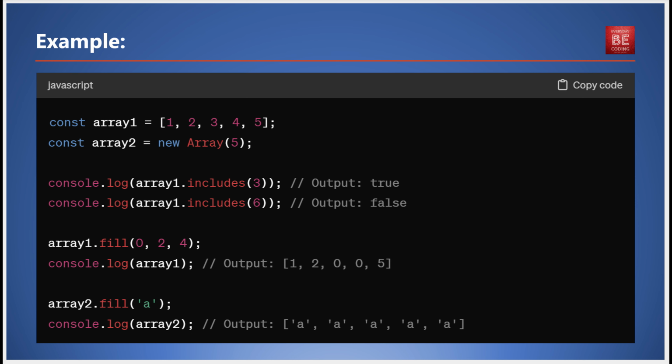For instance, consider an array, array1, and an empty array, array2. If you check whether array1 includes the number 3, it will return true, and false for the number 6. Now, if you use fill to fill array1 with 0 from index 2 to index 4 and array2 with a, you'll get the results shown for array1 and for array2. In summary, includes and fill are versatile JavaScript functions that make array handling more manageable. Remember, includes is perfect for checking if an element is in an array, while fill is ideal for initializing or resetting array values. However, always be mindful of includes' limitations with complex comparisons and fill's potential data loss risks.